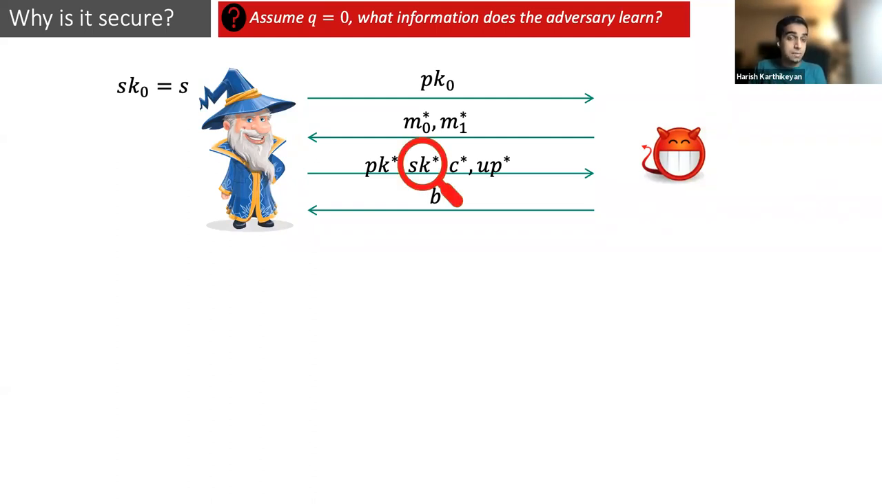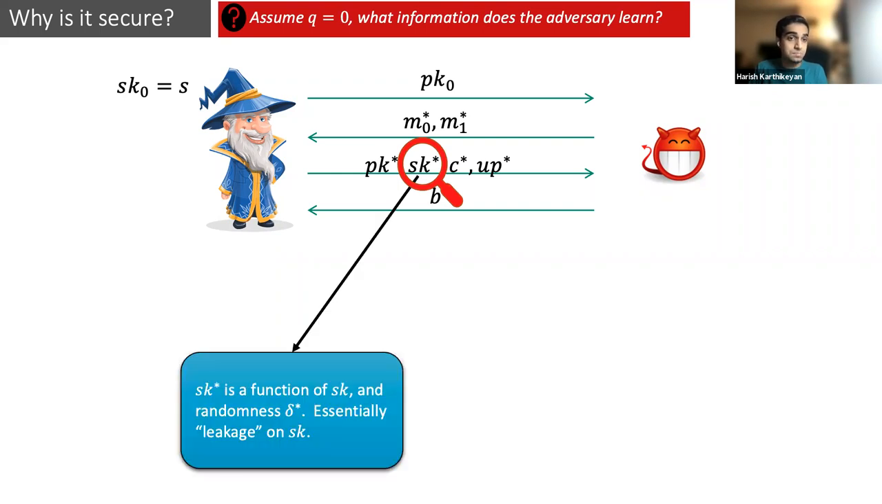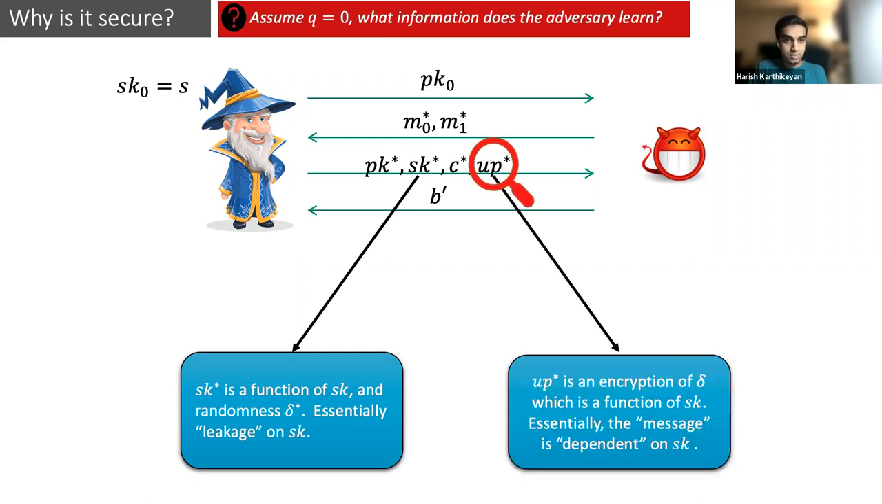SK star is nothing but S plus some delta. In essence, it's a leakage function of SK. That's what the adversary receives. And what is UP star actually? UP star is an encryption of delta star.